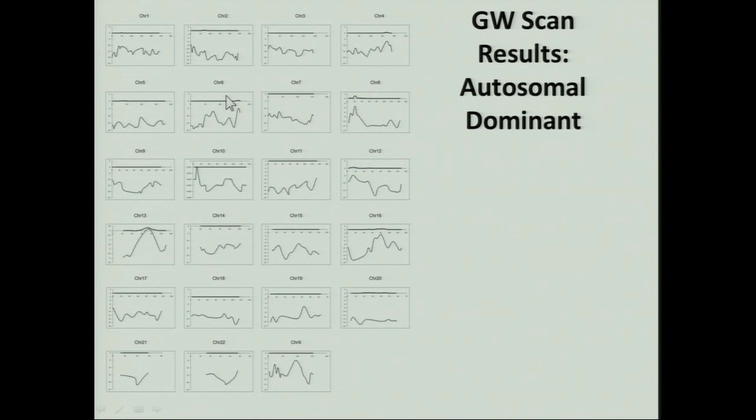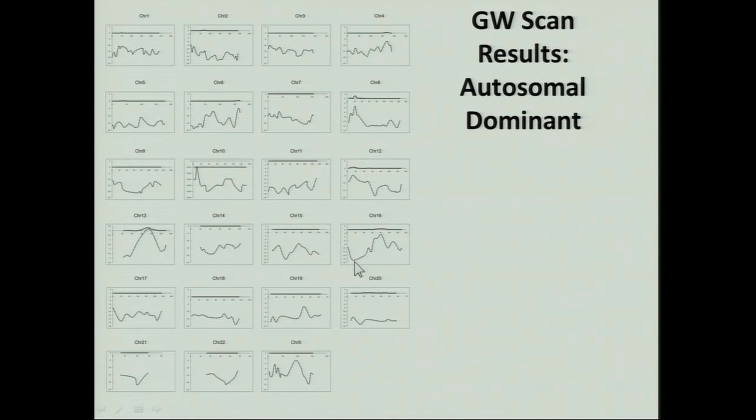So we did a genome-wide scan. I'm not sure if you can see it from the back, but here is listed from chromosome 1, 2, 3, 4, 5, 6, 7, 8, etc., until chromosome X at the bottom. This is the line for the LOD score, and the dotted line here is our LOD scores that we achieved for our families. So you can see that basically it was completely flat.